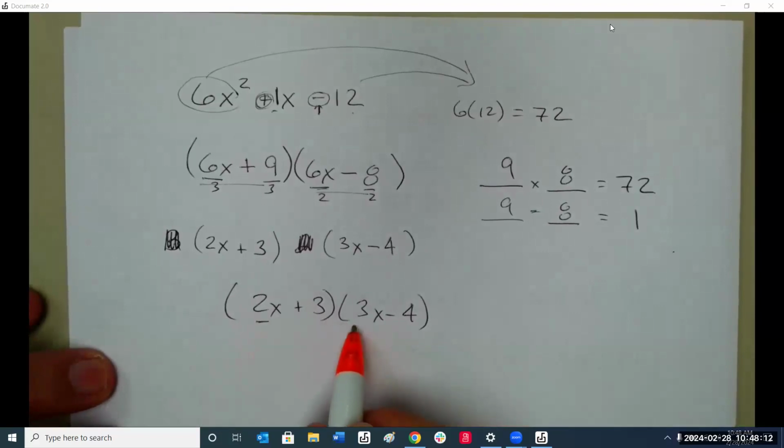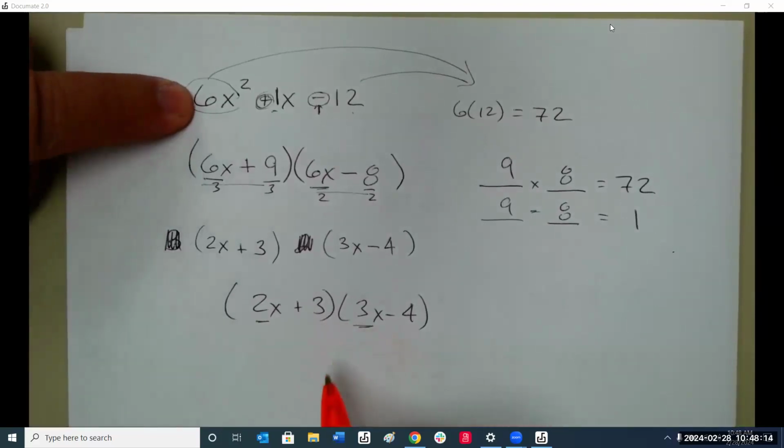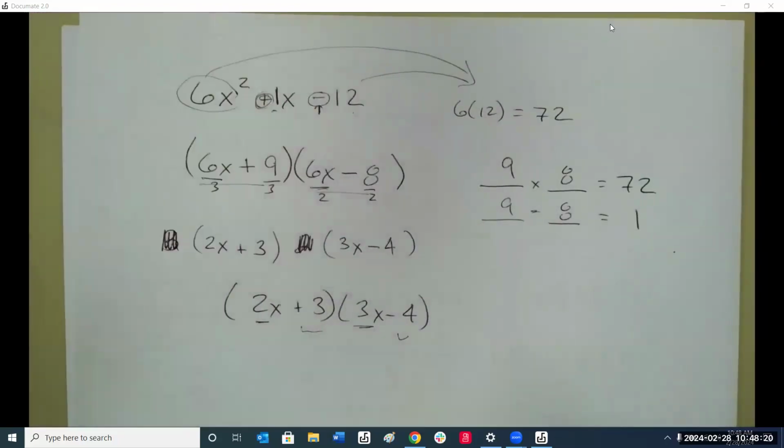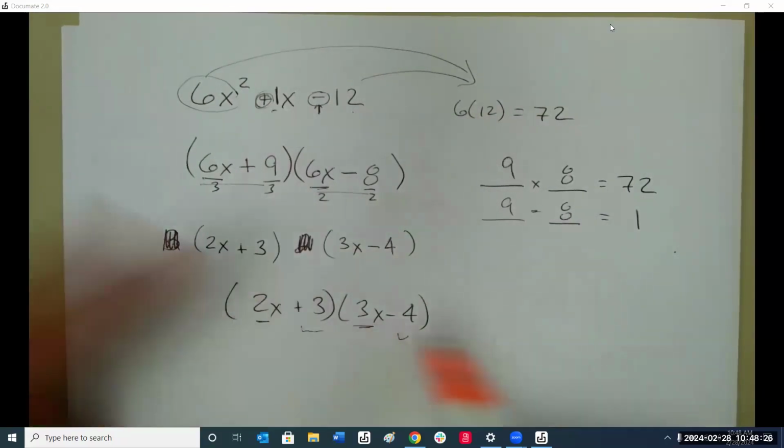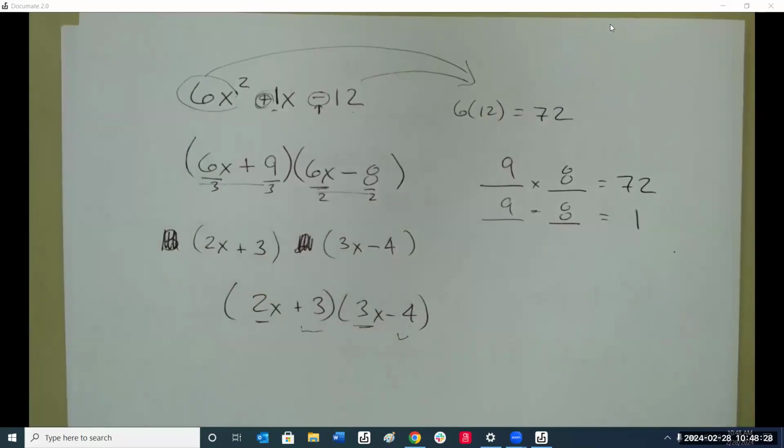Because the first two numbers multiply to give you 6x squared. The last two numbers give you negative 12. Then we check the middle also. 2 times 4 is 8. 3 times 3 is 9. 9 minus 8. So this is the easiest way you can do factoring.